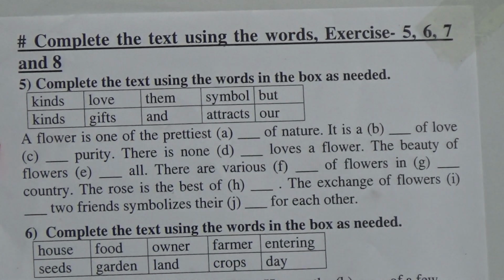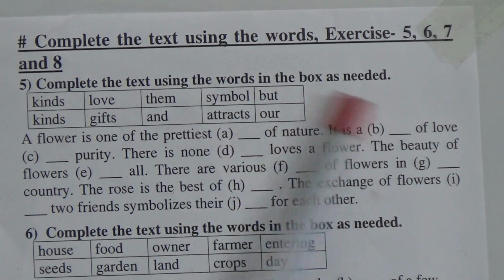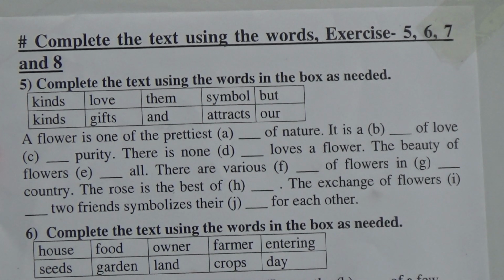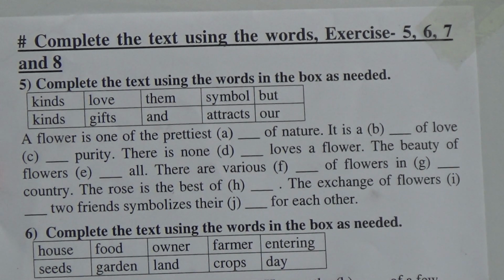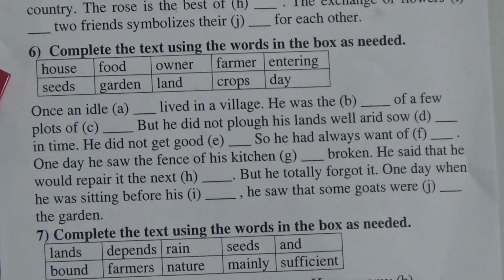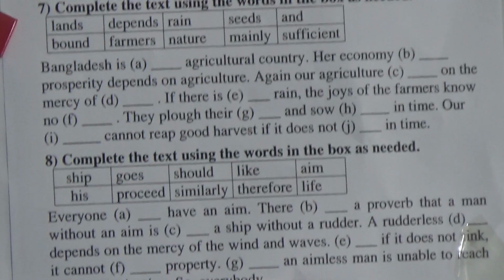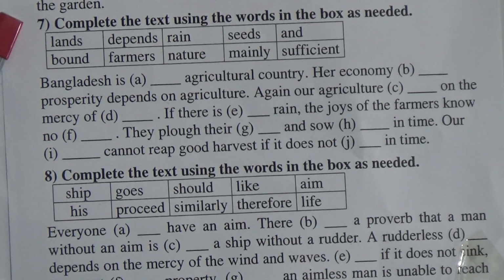Now we will move to next one. The expert complete the text using the words exercise 5, 6, 7 and 8. So this one also you will find in your suggestions. Go through the suggestions, download it and look. Number 5 starts with a flower is one of the prettiest dash of nature. Number 6 starts with once an idle dash lived in a village. Number 7 starts with Bangladesh is an agriculture country. Bangladesh is an agriculture country will be but mainly.